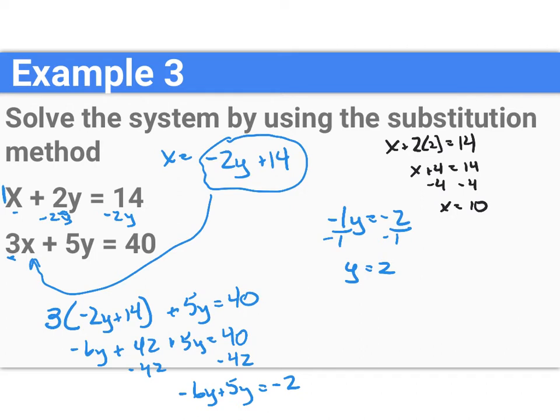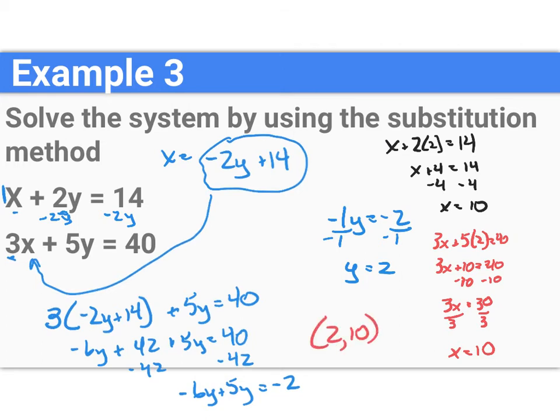Okay, so now I had to check it in the second equation. 3x plus 5 times 2 equals 40. 3x plus 10 equals 40. Subtract 10. 3x equals 30. Divide both sides by 3, and then x will equal 10. 10 works. My point of intersection is (2, 10). So that's what we're looking for here, the point of intersection.